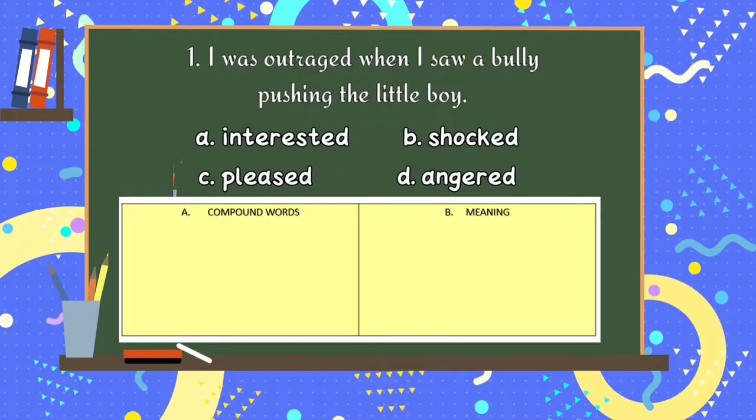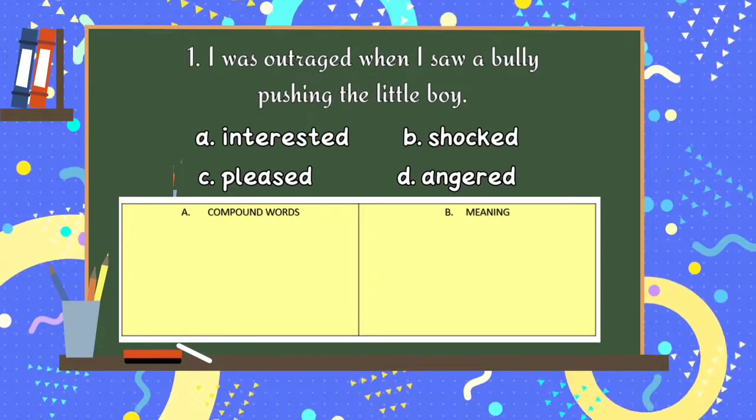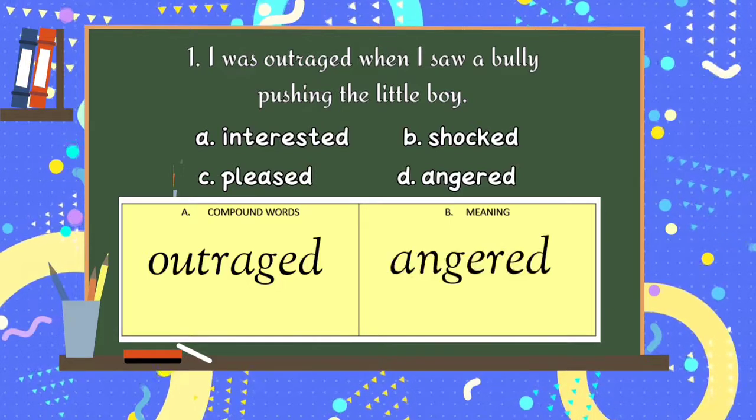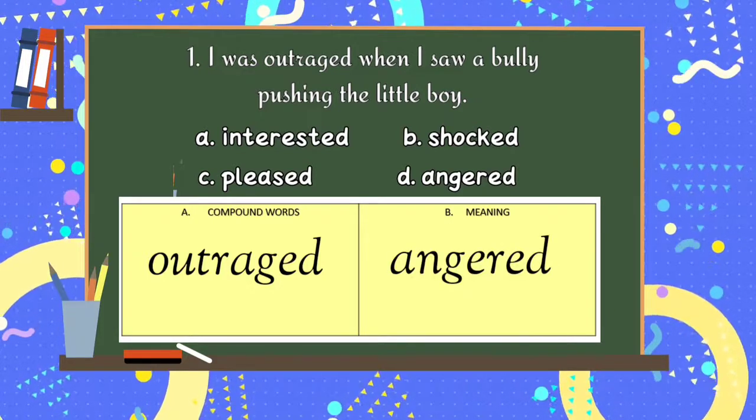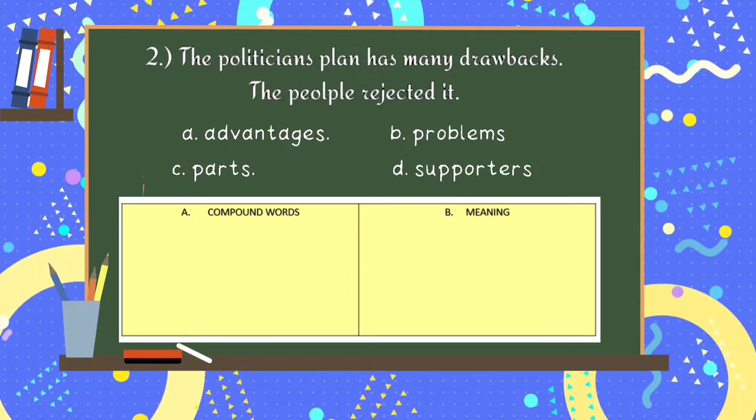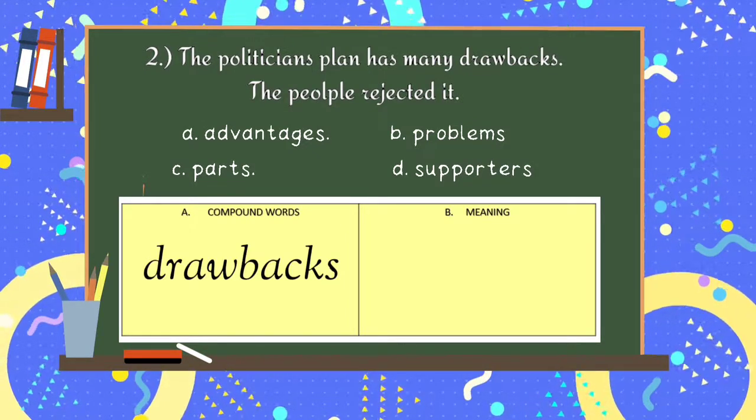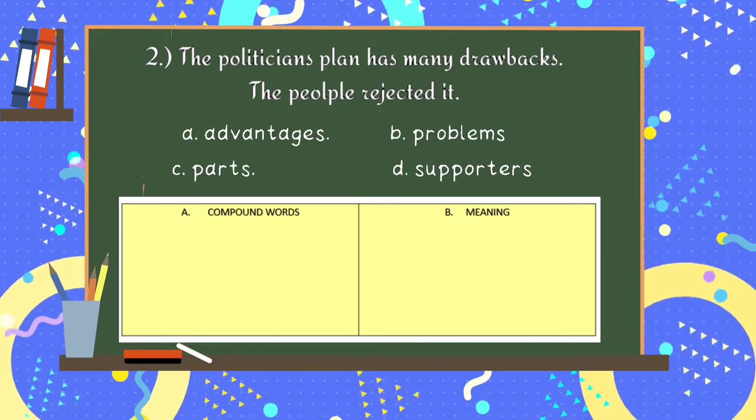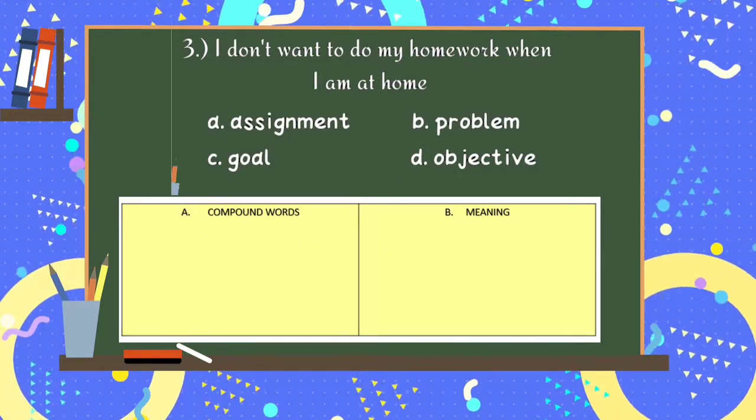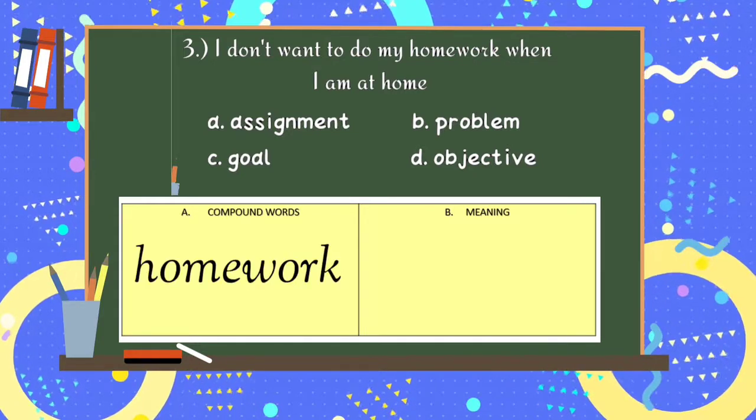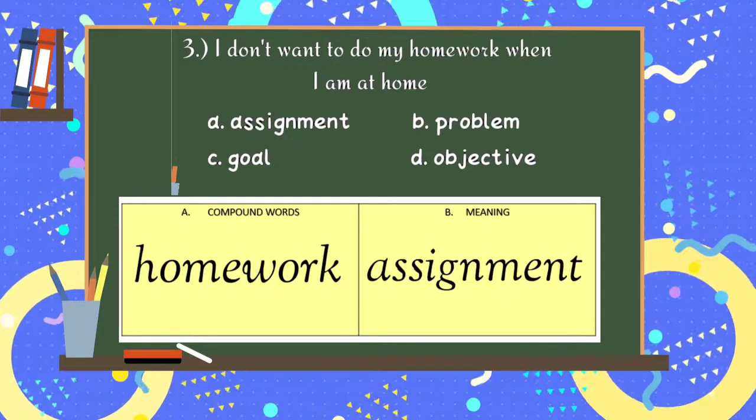Let's check your answers. The compound word on number 1 is outraged. The meaning of outraged is on letter D, angered. On number 2, the compound word is drawbacks, and the meaning is on letter B, problems. On number 3, the compound word is homework, and the meaning is on letter A, assignment.